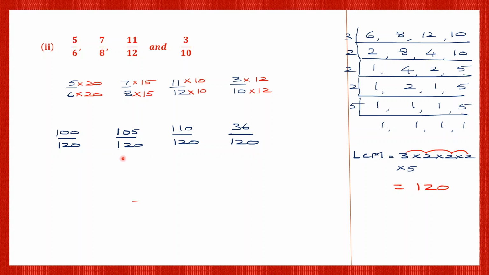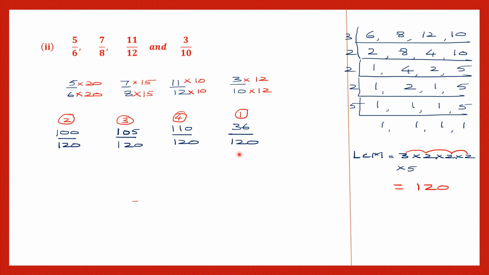Now we are going to arrange them in ascending order. So we look at the numerators for the smallest numerator. The smallest is 36. So this will come first. Then the next smallest is 100. That will come second. Then we have 105. That will come third. And the last numerator is 110. This will come fourth.